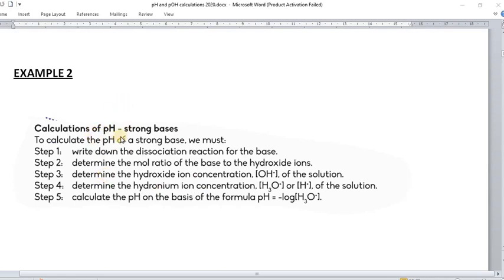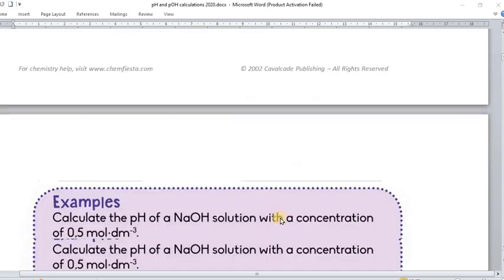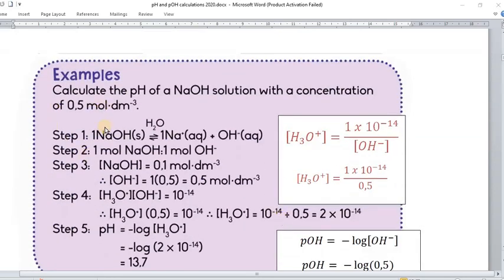Now, another example. Here, you are to calculate your pH from a base. So calculate the pH of a strong base. Again, you establish the dissociation of the base, as I've explained above. Establish the mole ratio of the compound and the hydroxide ions, and then from there, you do your calculation. Take this example: calculate the pH of a sodium hydroxide solution with a concentration of this.